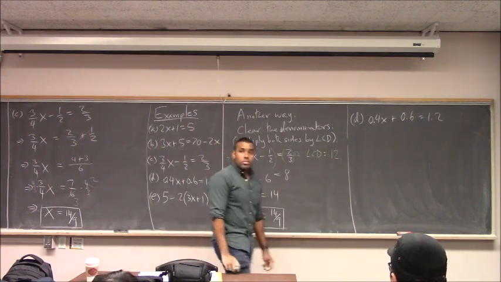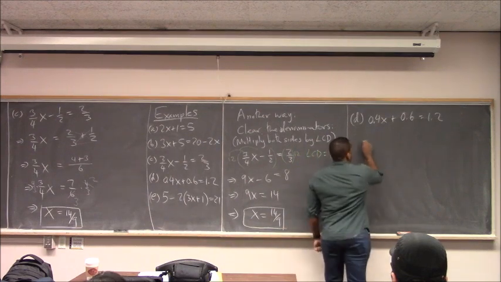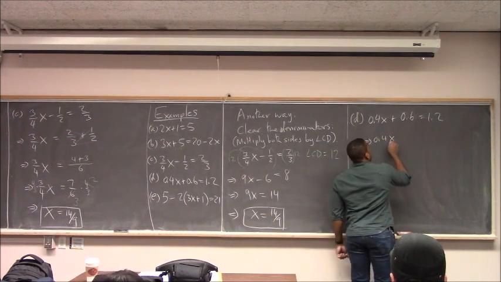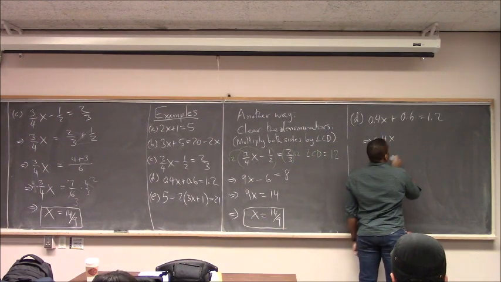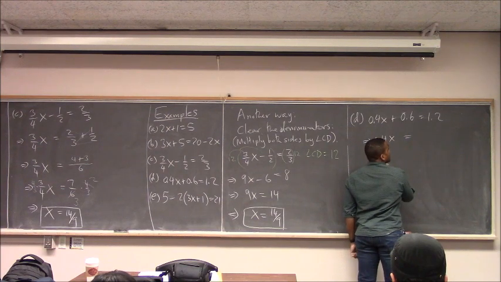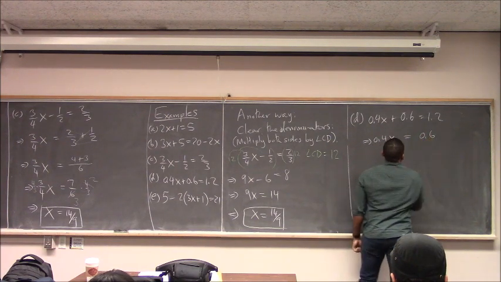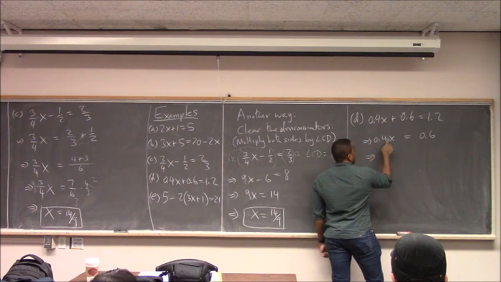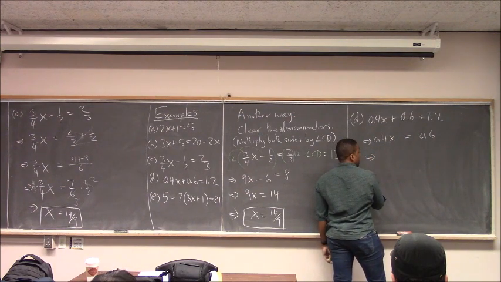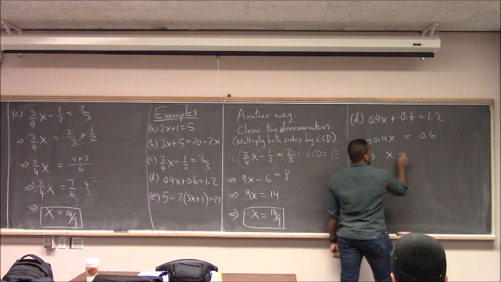Yep. Move the 0.6 over. So we subtract 0.6 from both sides, and what would I get over here? 0.6. You also get 0.6. So now 0.4 is attached to the x. We can divide both sides by 0.4 to remove that.